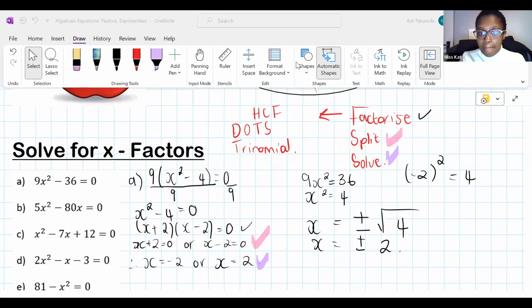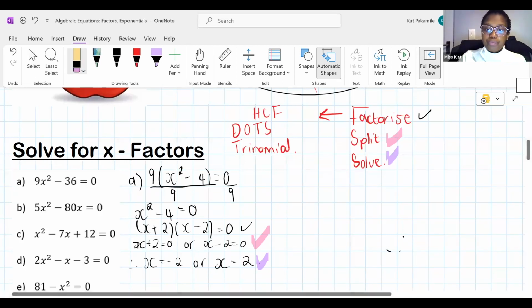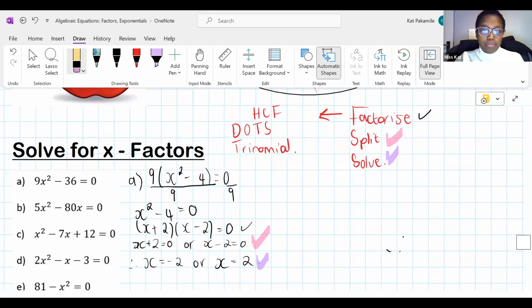Welcome. Palisa? Ma'am, I wanted to answer B. Oh, Palisa's already 10 light years ahead. Okay. Let me erase this part so we have space for B. What type of factorizing is in B, Palisa? Ma'am, it's the highest common factor. Highest common factor.